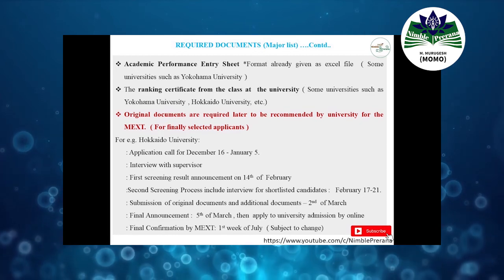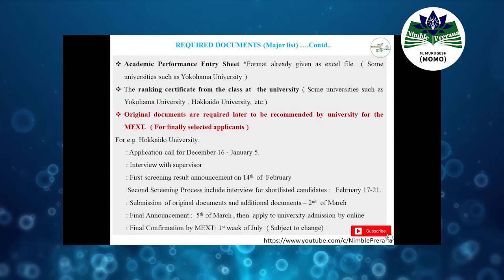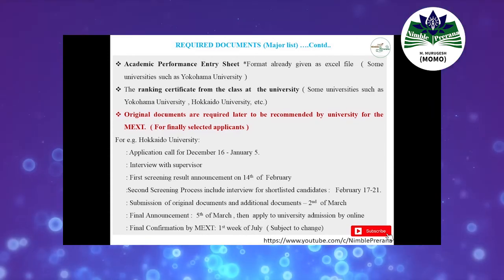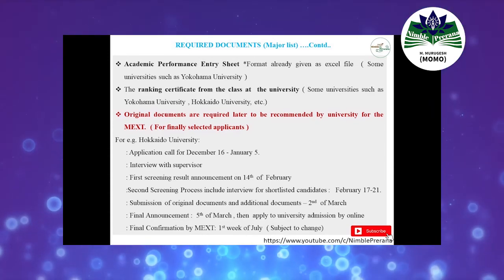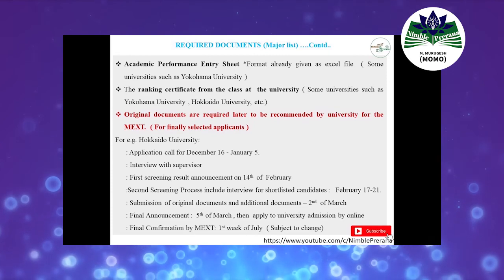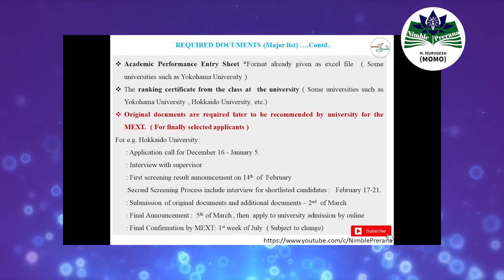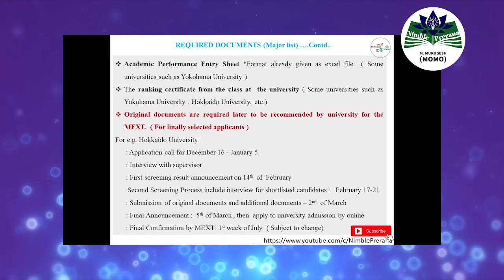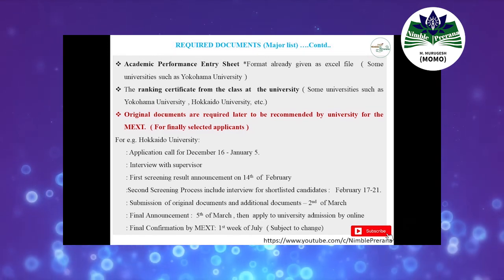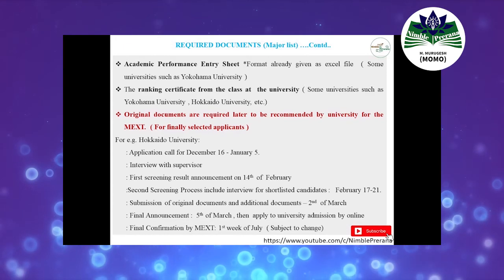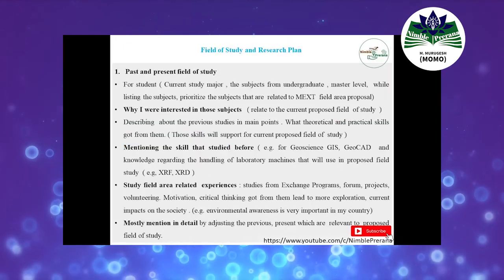So finally, on the 5th of March, the final selected applicants are notified, and they are also asked to apply for university admission online. Finally, the final confirmation by MEXT is announced approximately around the first week of July, but the dates may be subject to change.